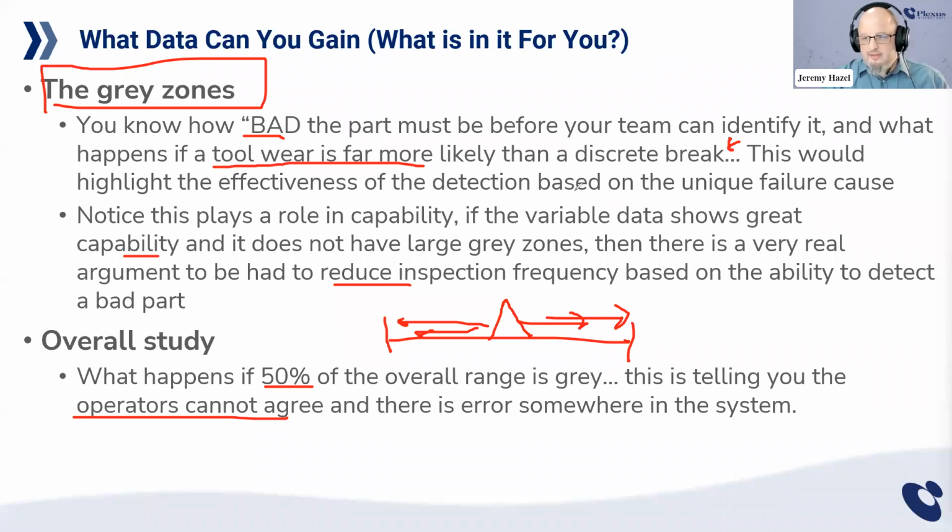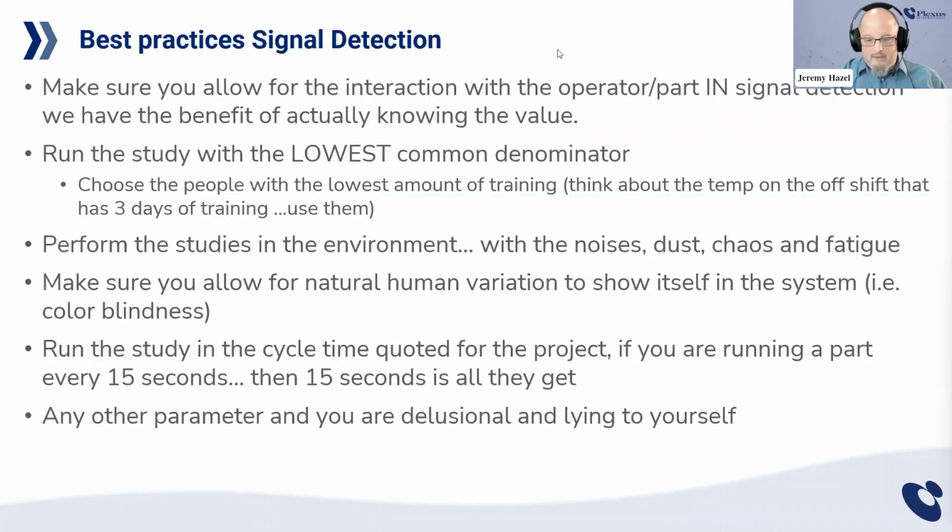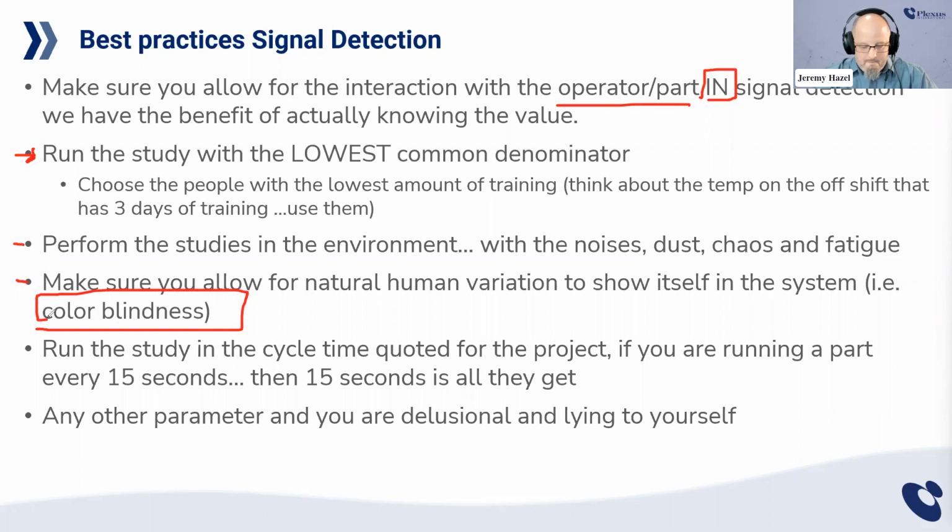So some of the best practices, again, under the signal detection, same thing as it was before. Make sure you allow for interaction with the operator part in signal detection, okay? Operator part makes a huge difference. Run the study with the lowest common denominator of training. Be realistic with yourself. Perform the studies in the environment. Make sure you allow for natural human variation to show itself. As an example, color blindness.